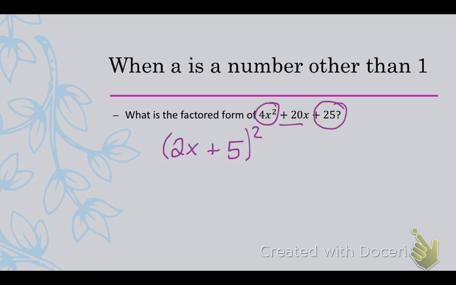I know that this is one that I can use the special case for because 4 is a perfect square, 25 is a perfect square, and 20 is 2 times the greatest common factor of 4, which is 2. Like, 20 is 2 times 2 times 5. That's why it's a perfect square.